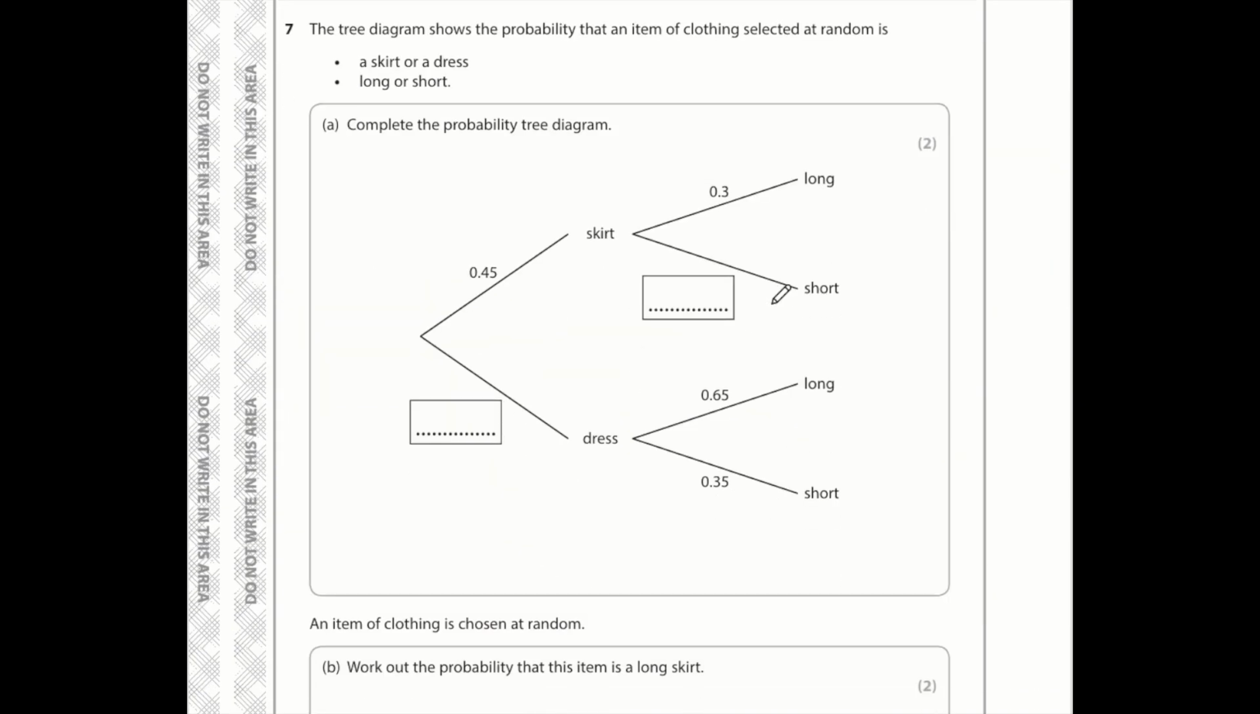Okay, question number 7, the key thing is to remember that the probabilities always add up to 1. So if the only option is wearing a skirt or a dress, and 0.45 wear a skirt, then 1 minus 0.45 is 0.55 for a dress. And if the people wearing a skirt is either long or short, again, these probabilities need to add up to 1, and 1 take away 0.3 is 0.7.